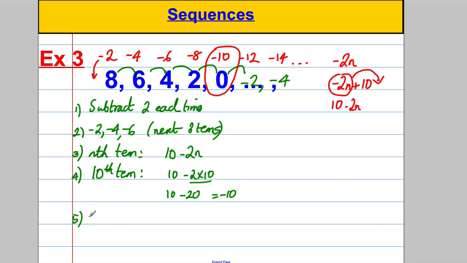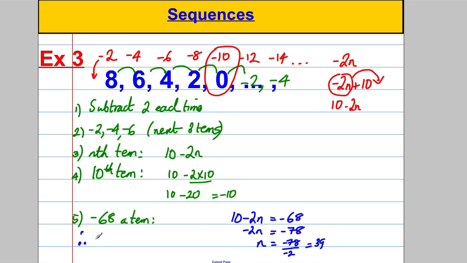And lastly, we might be asked something like, is -68, I don't know, a term? So we would try and let our nth term 10 subtract 2n be equal to -68. So we could subtract 10 off both sides, so -2n would be equal to -78, and then n would be -78 divided by -2, which is equal to 39. So yes, it is the 39th term. And we're done.